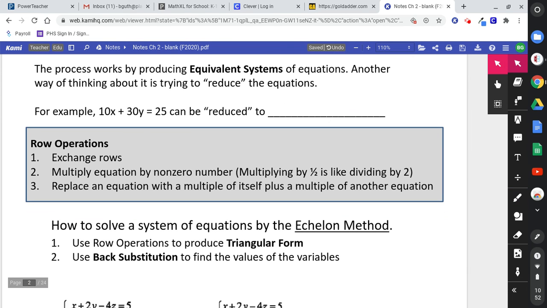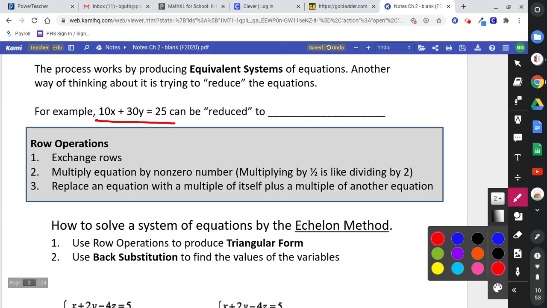The Echelon method process works by producing equivalent systems. Another way of thinking about that is trying to reduce those equations. So if you look at this equation and you notice that all of those numbers are divisible by 5, think about if you divide them all by 5. 2x plus 6y equals 5. We can reduce one equation into another equation. They're still the same thing. If you graphed them, it'd be the exact same line, the exact same set of points. Okay, but it's going to be nicer for us and easier for us with the reduced or smaller equations.